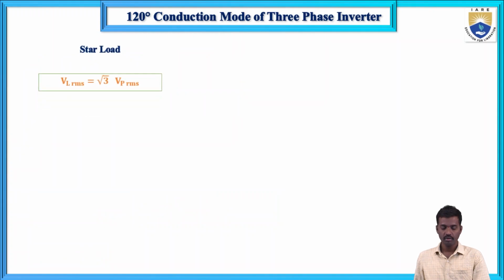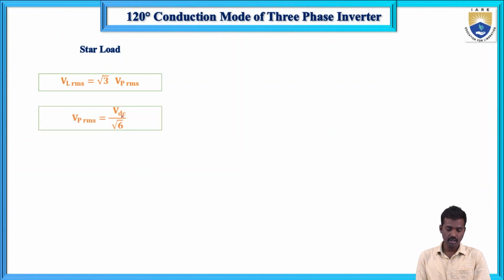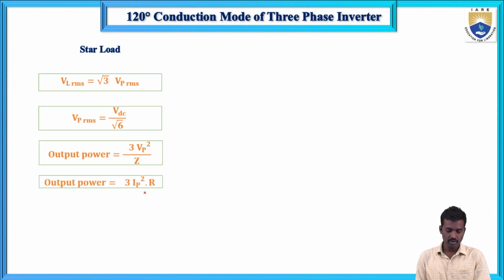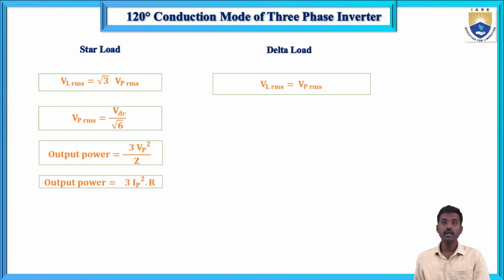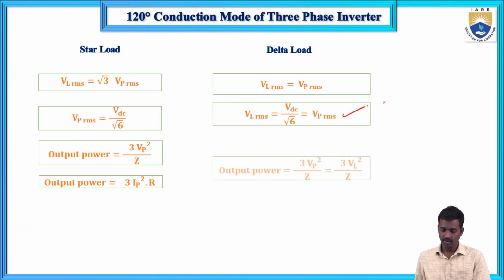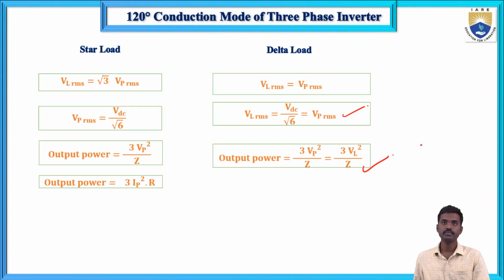Now what about the power? For star load, VL equals root 3 V phase RMS, so V phase RMS equals VDC by root 3. We derived output power equals 3 into V phase RMS square by Z. Our output power equals current square into R into 3. For delta load it is the same: VL equals VP, that means line voltage equals phase voltage. So line voltage and phase voltage are the same for delta load. These are the formulas, regarding power.